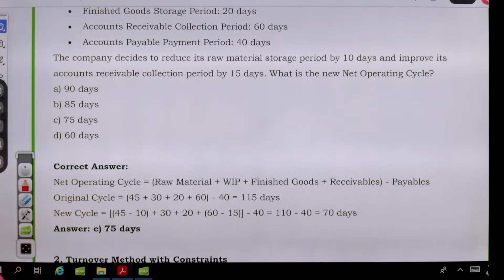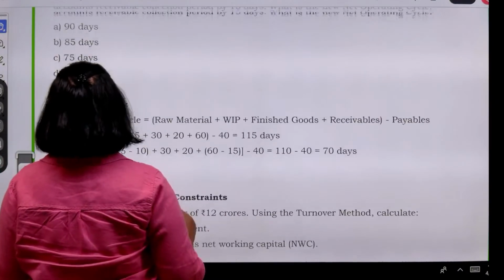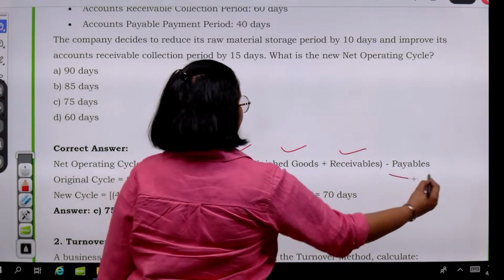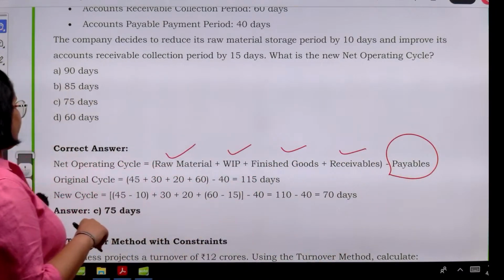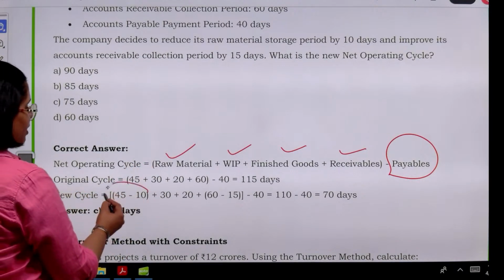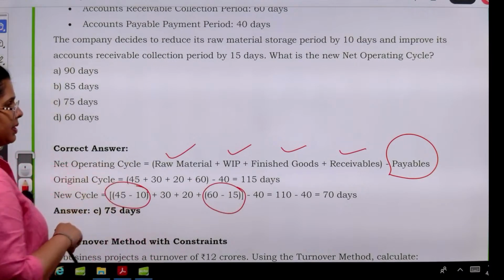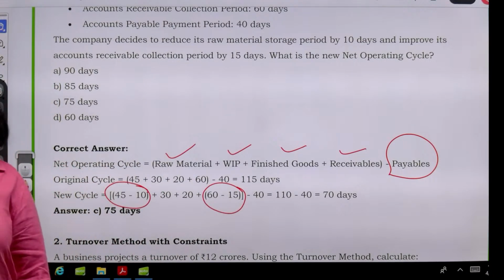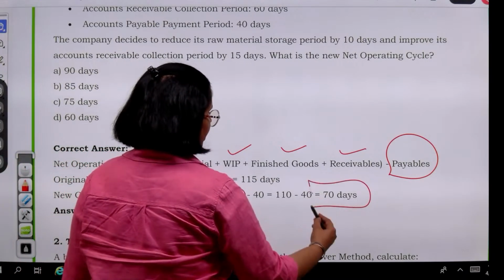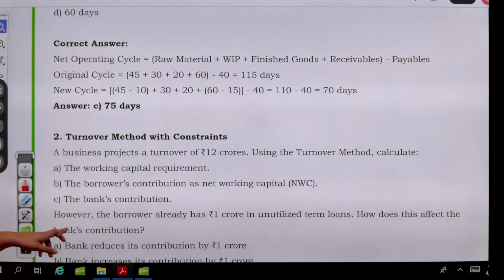So net operating cycle is raw material plus WIP plus finished goods plus receivable and less payables. Fine. Original cycle was like this, and for the new cycle you will deduct from your raw material, you will deduct from your receivables, right? And finally you will deduct the outstanding as well, and that will give you the new cycle of 70 days.